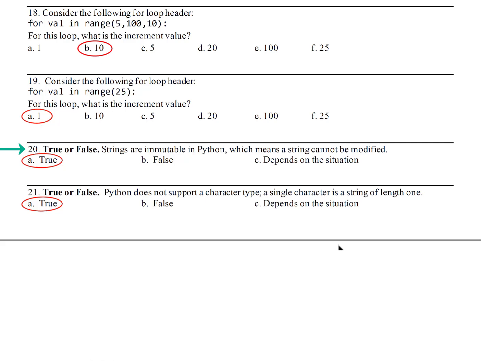20. Strings are immutable in Python, which means the string cannot be modified. Correct. True. 21. Python does not support a character type. Unlike other languages, a string character must be a string of length 1. That is also true.